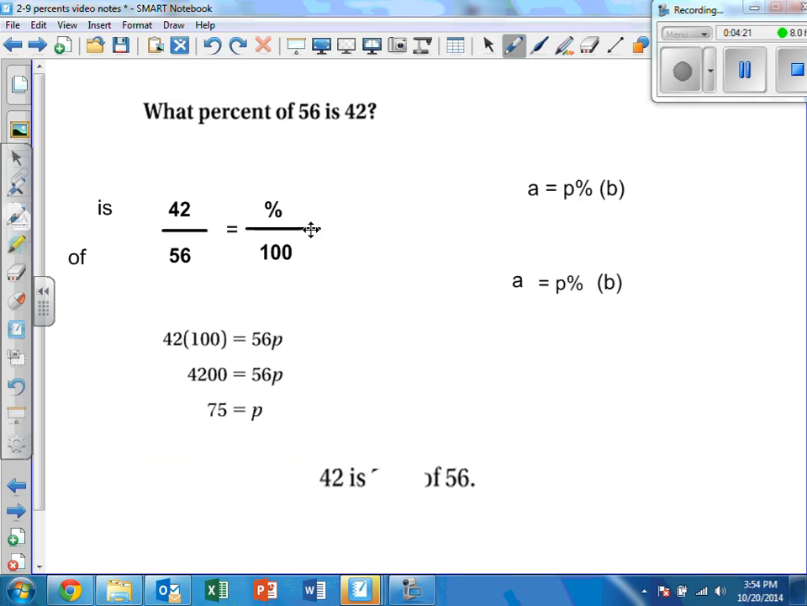In the percent equation, the part is 42. The base is 56. 42 becomes my A, bumping A out of the way. 56 becomes my B, bumping B out of the way. Divide both sides by 56.